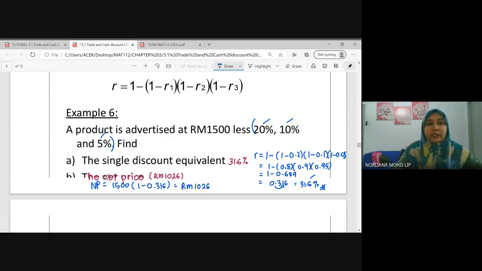Ataupun kalau gunakan chain discount pun boleh, sama je. Ataupun yang ni, this price 1 minus, bahasa satu lah, 0.2, 1 minus 0.1, 1 minus 0.05. So akan dapat samalah juga. RM1026. Nah, ni pun dapat sama lah.